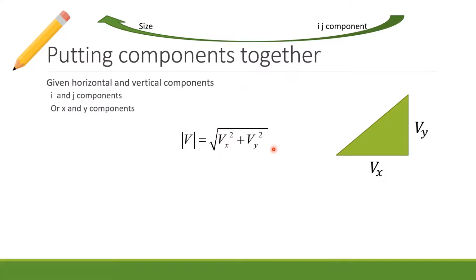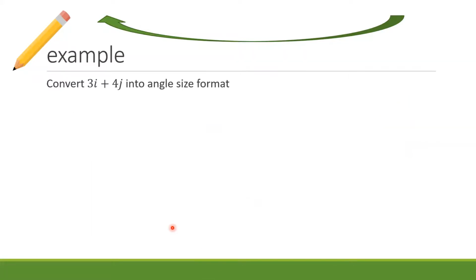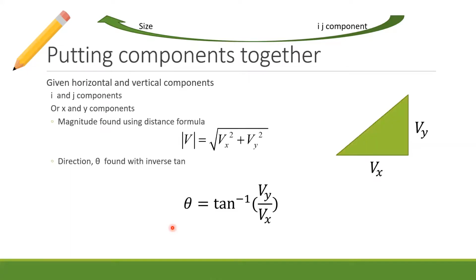But that's only half the story. I need more than just the size. I also need the direction, right? So this gives you the magnitude. How do I find the direction? The direction can be found by using inverse tan. Remember, tan is opposite over adjacent. So this angle here is the opposite over adjacent, so it's v of y divided by v of x. I'm going to give you guys a second to copy that down, and then we're going to give ourselves a bit of an example. We're going to give it a crack. We're going to see how we go.